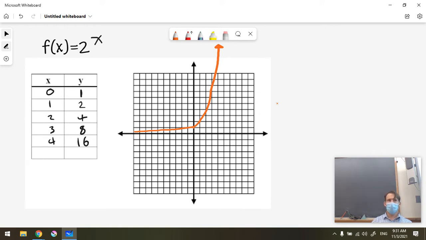Sure. Okay. Inflation. Well, inflation is one thing that's happening to money. Inflation over time, the value of money goes down.